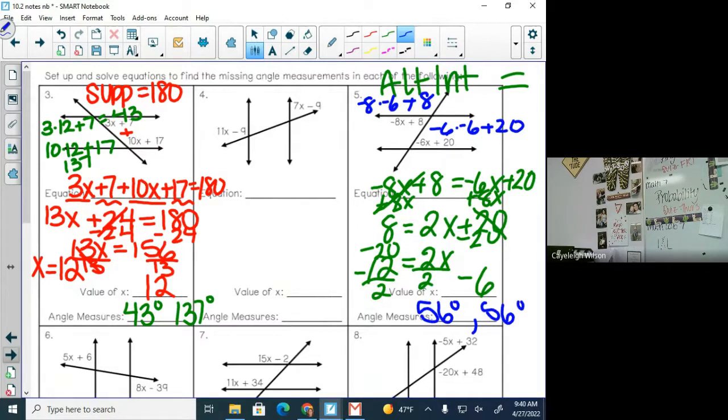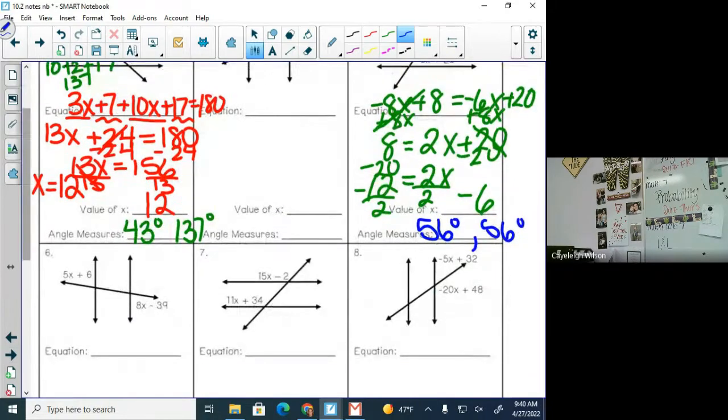All right, I'm going to let you all do number 7. I'm not going to tell you what kind of angles they are. I want you to use the chart and figure it out. So ask yourself a question: are they interior or exterior? If they're both not interior or both not exterior, then you move on to either corresponding, vertical, or supplementary.